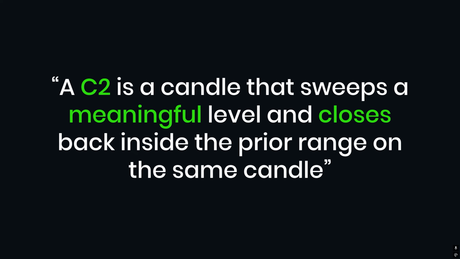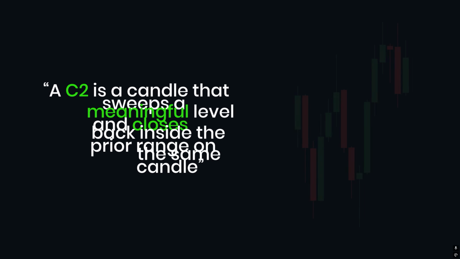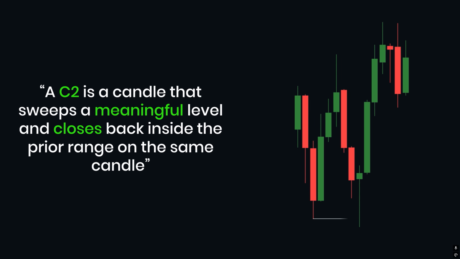A C2 is a candle that sweeps a meaningful level and closes back inside the prior range on the same candle. 2 words in the definition do all the work: meaningful and close. Most tutorials start with sweep and close back. That's where confusion starts, because not every sweep is meaningful and a close back inside the range is just step 1, not the whole picture.